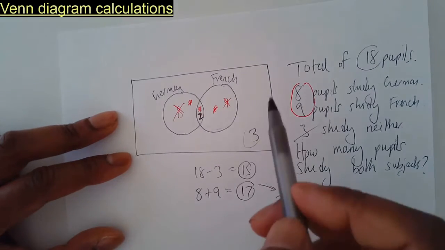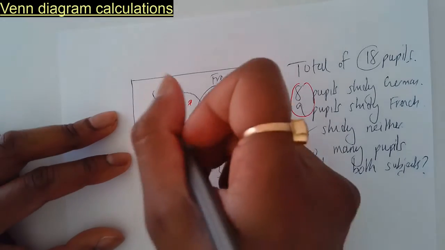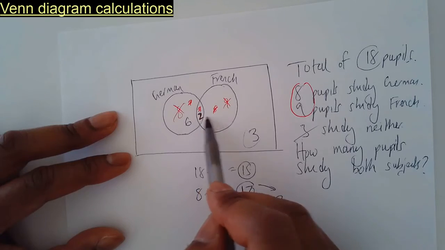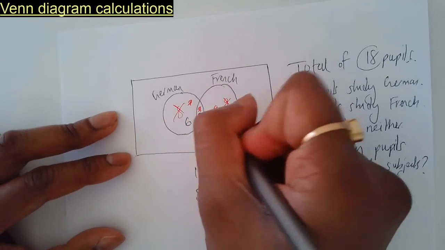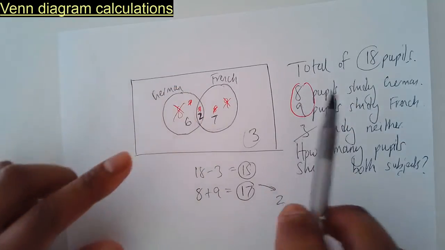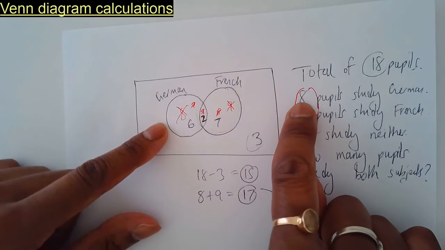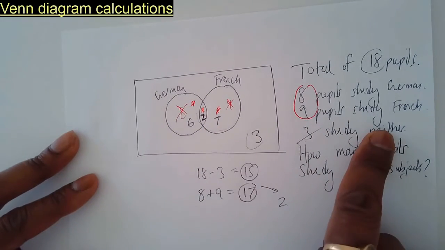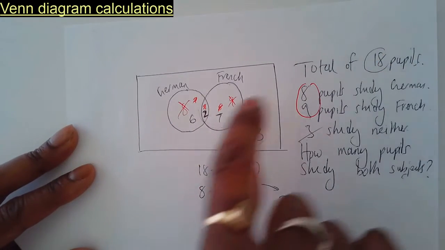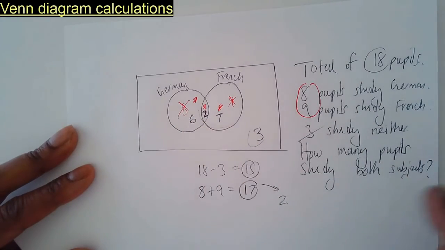Now this becomes easy now. 2 add something to give me 8. And then 2 add something to give me 9. So you can check now. We've got 9 in the French circle. We have got 8 in the German circle. 3, that's neither. And the most important thing is to make sure that these add up to the total number of pupils. 6 add 2, 8, 8 add 7 is 15, 15 add 3 is 18. So this one works.